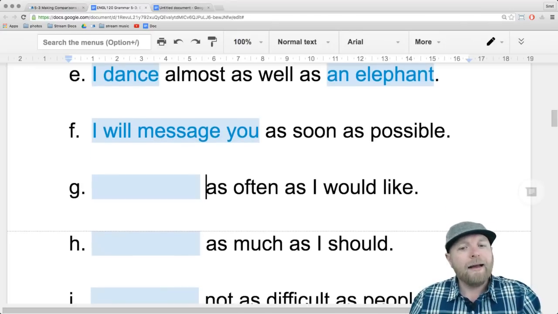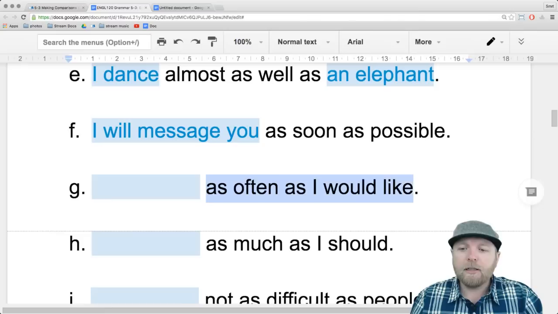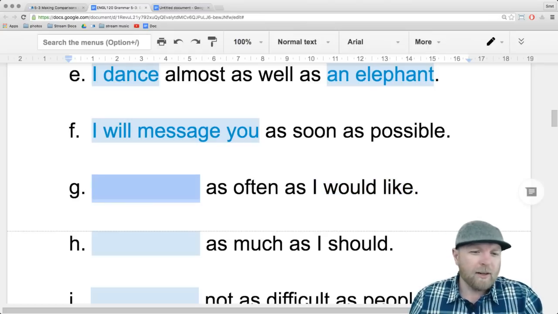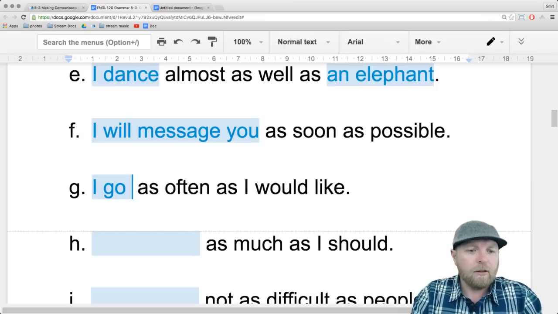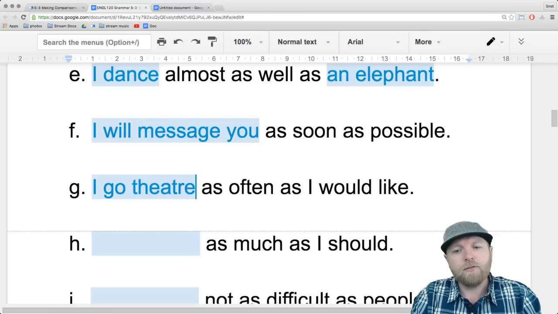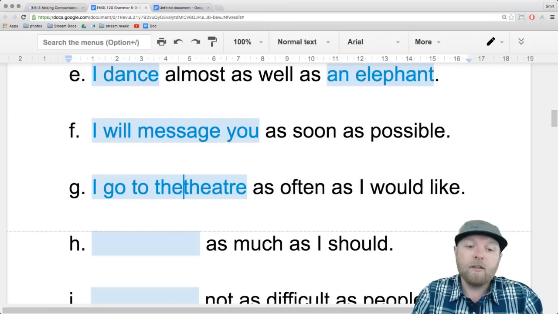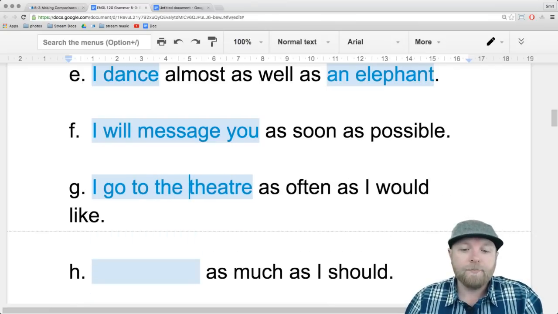G, as often as I would like. Okay, this is an adverb. What does "would like" mean? Well, this means "want," right? So what can we say? This one's a little difficult. G, as often as I would like. Erin: I go theater as often as I would like. Okay, usually we say "the theater," Erin.